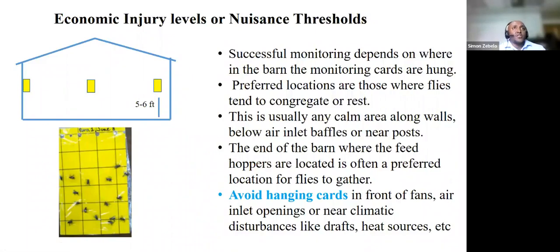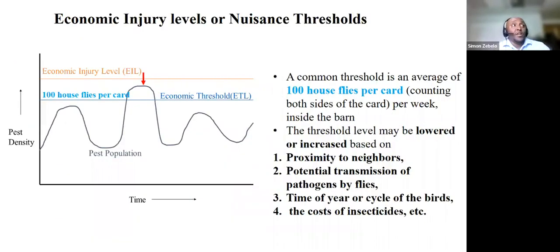So on monitoring, we have to count the number of flies per week and then record that number in order to decide the economic threshold level. The common threshold level is an average of 100 houseflies per card, as we have mentioned before. But this threshold may be lowered or increased depending on proximity to neighbors. That's very important to consider. How far is the poultry operation from residences, from the community?